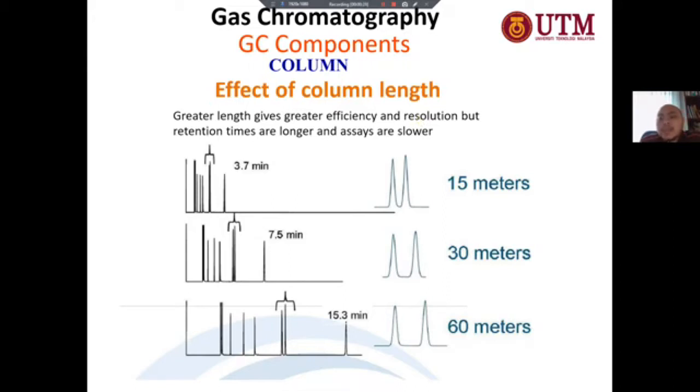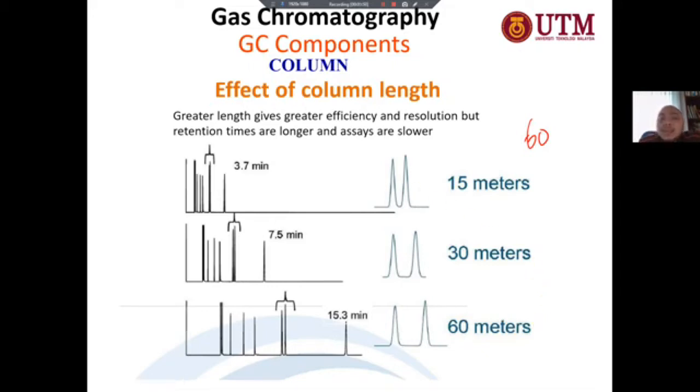separated. For example, in 50 meters, you are not able to separate 5 analytes, maybe at 60 meters, it can separate all the analytes. So it can provide a better efficiency and also resolution. But the problem with the effect of the column length, of course, is the retention times are longer and assays are slower. Assays mean that the process is slower since a lot of time is taken to elute all the analytes. But the best thing is we can spread all the analytes.